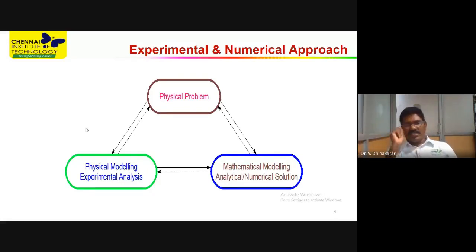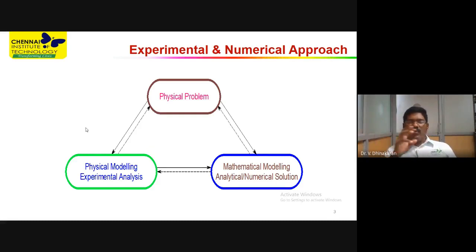For example, consider a spring mass system. You have a spring and a mass hanging under it. Then you can easily conduct experiments to measure the displacement when some force is applied. So this is one way: you can conduct experimental analysis to find the stiffness of the particular spring, or the maximum displacement, by conducting experimentation.